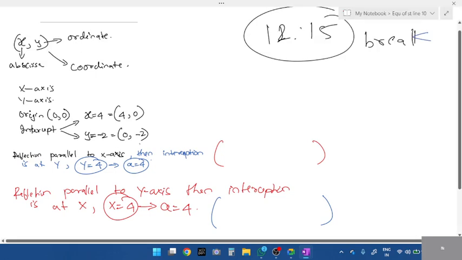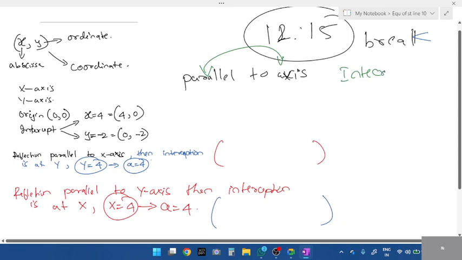Okay. Now I'll give you a 2 point. Just make a note. Reflection parallel to x-axis. Just like a trick to remember: if it is parallel to x-axis, parallel and x-axis are one pair. If parallel, the opposite is intercept.